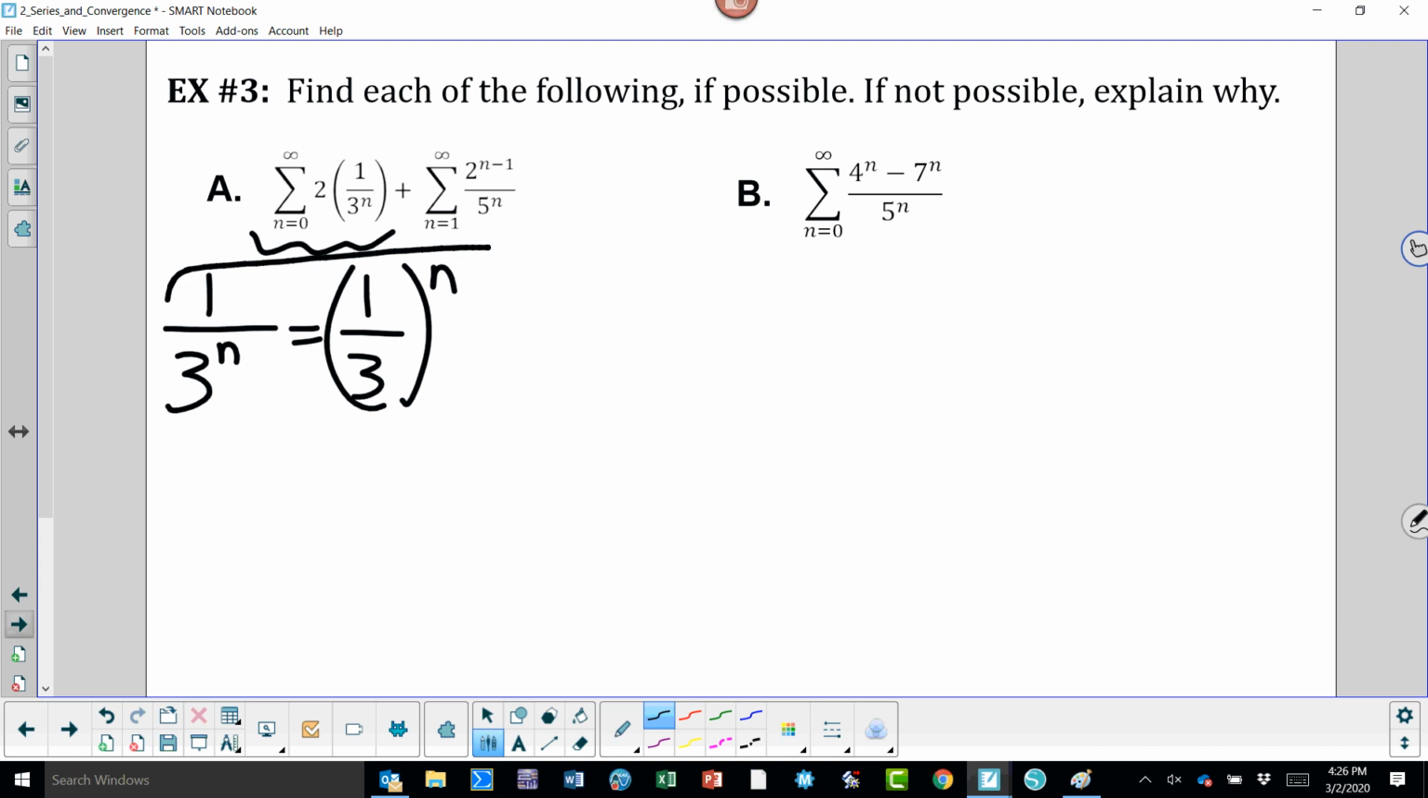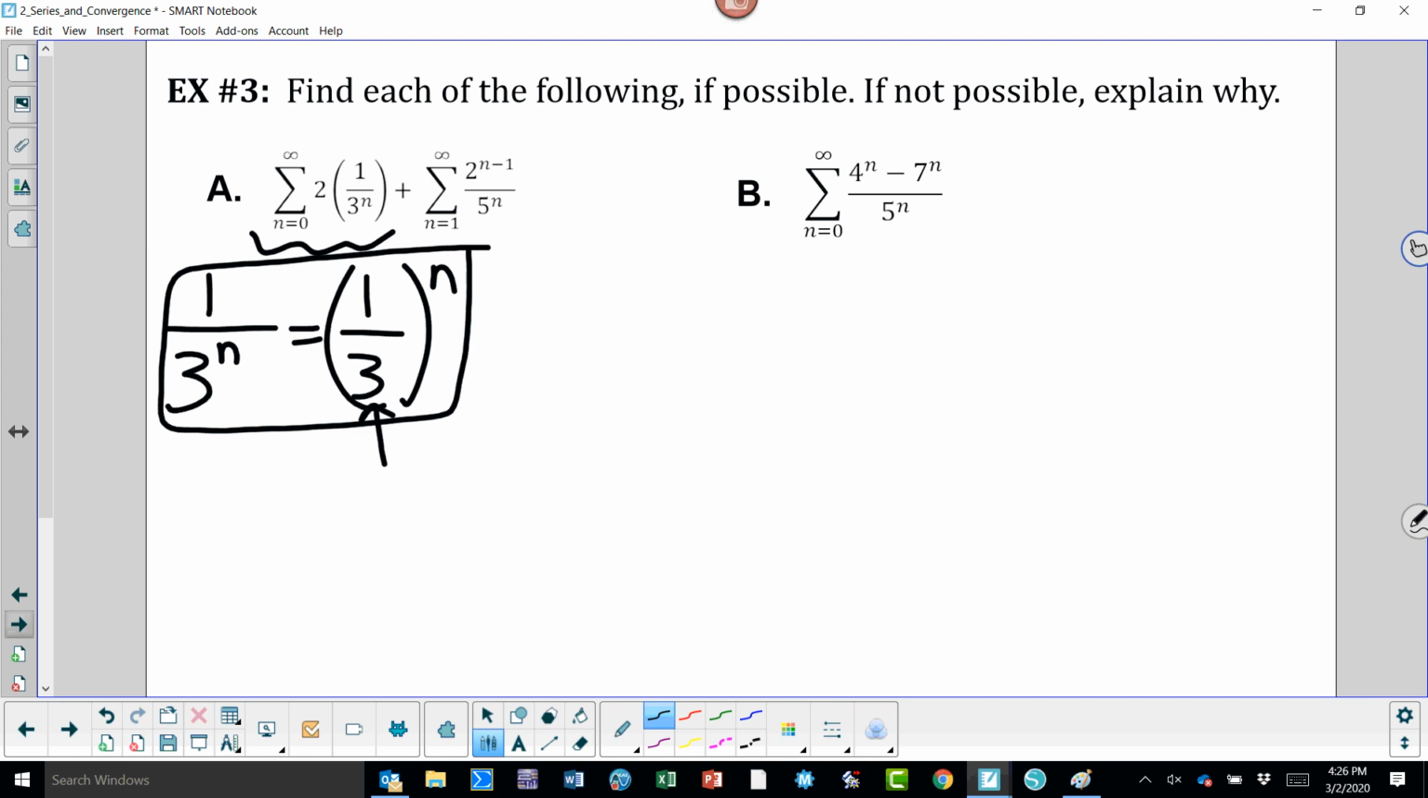This is super important because a lot of students get confused about this and can't figure out that this is geometric. So 1 over 3 to the n, 1 over 7 to the n, 1 over 2 to the n, all of those things are just geometric. It's really just 1/3 to the n. So that first one definitely converges because r is 1/3 and 1/3 is between 0 and 1. So it will converge.